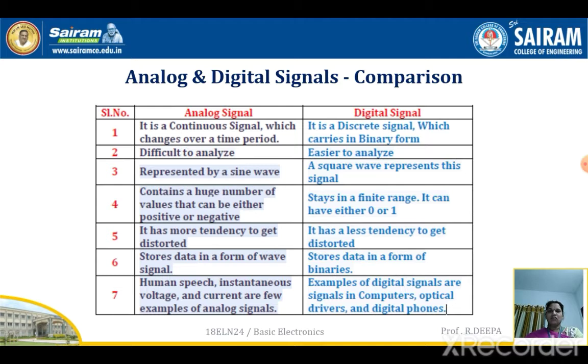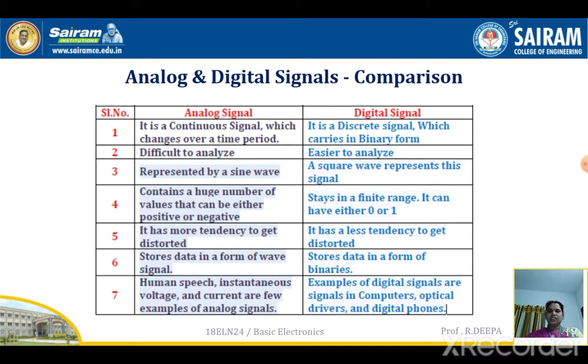So let us analyze what an analog signal and a digital signal are first. An analog signal is a continuous time signal which changes over a time period, whereas a digital signal is a discrete signal which carries data in binary form. An analog signal is difficult to analyze, whereas a digital signal is easier to analyze. Normally an analog signal is represented by a sine wave, whereas a digital signal is represented in the form of a square wave.